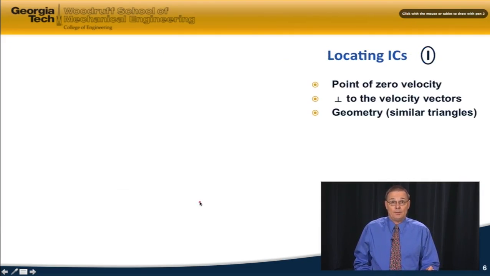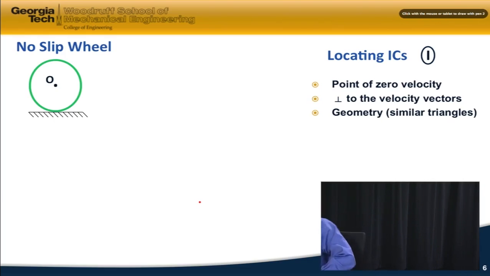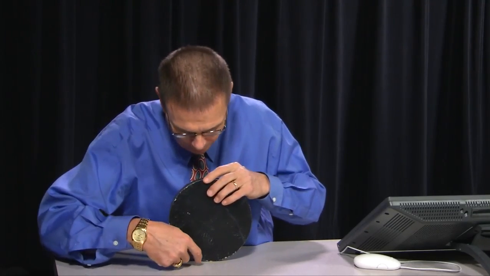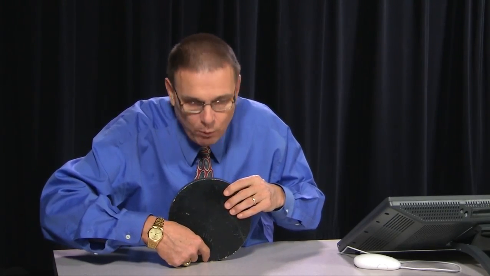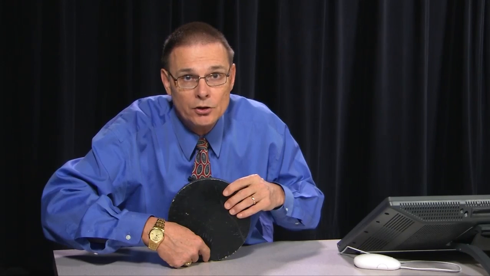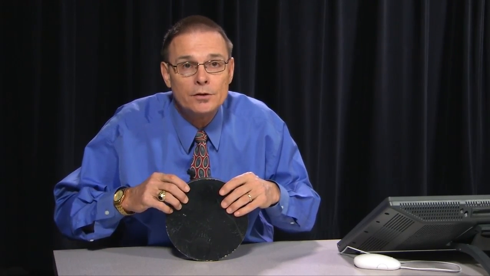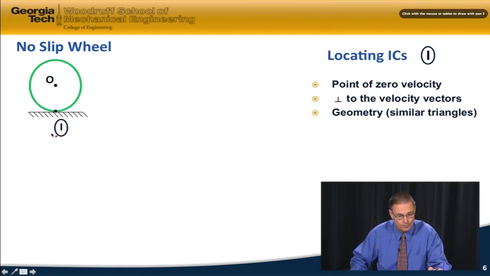So let's go ahead and do some practice on locating ICs. First, let's start with a no-slip wheel. So I have a wheel here. If it's undergoing no slipping at the surface, our contact surface here, and as we roll along, the point right where the wheel touches the surface at this point in time is the point of zero velocity. And so I've labeled it here I.